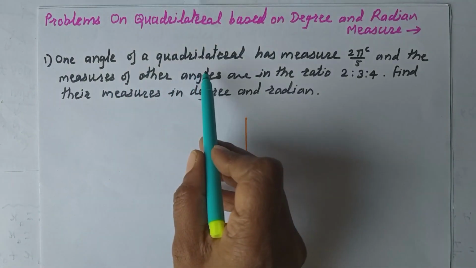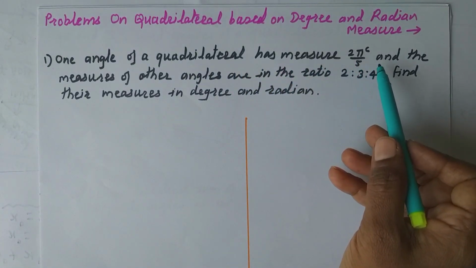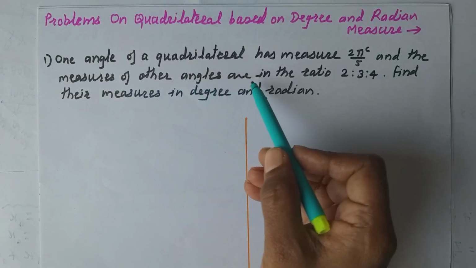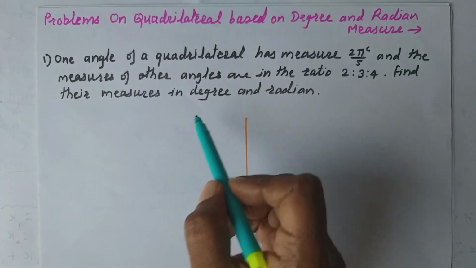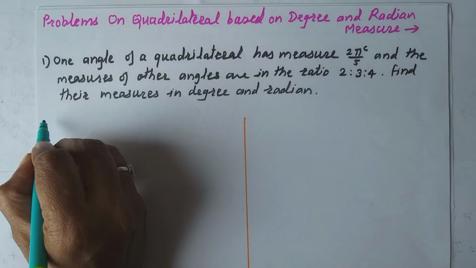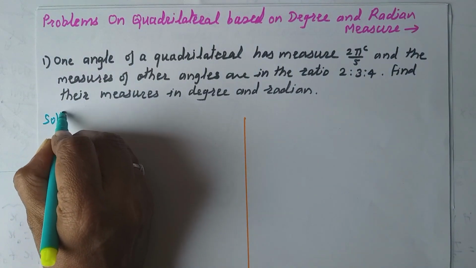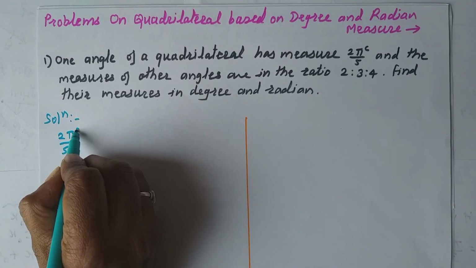One angle of a quadrilateral has measure 2 pi by 5 radians and the measures of other angles are in the ratio 2 is to 3 is to 4. Find their measure in degree and radian. Okay. Let's see what is given here. One of the angles is given. Write down here: solution. Angle 2 pi by 5 is given.